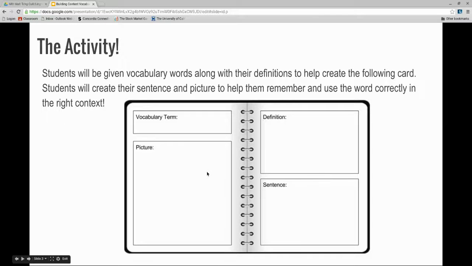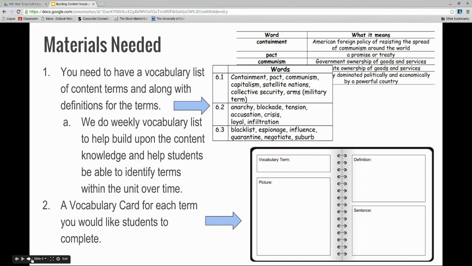So the activity, it's pretty simple. You give your students vocabulary words along with the card. And what the students do is that they create a sentence, a picture. They have the definition, and it's all about applying the definitions in the right context. So you don't need a ton of materials to do this. You do need to have a vocabulary list.